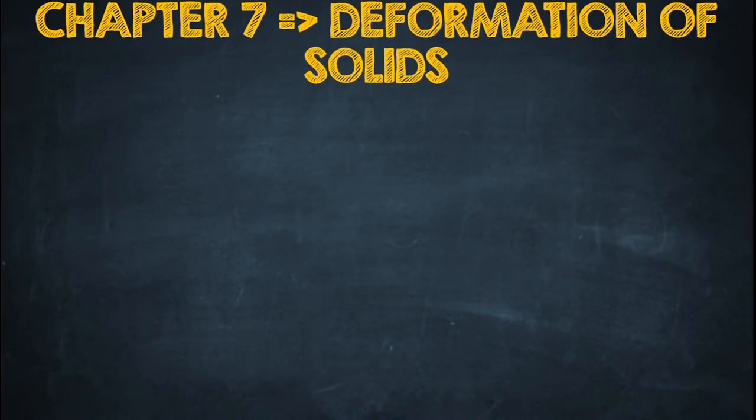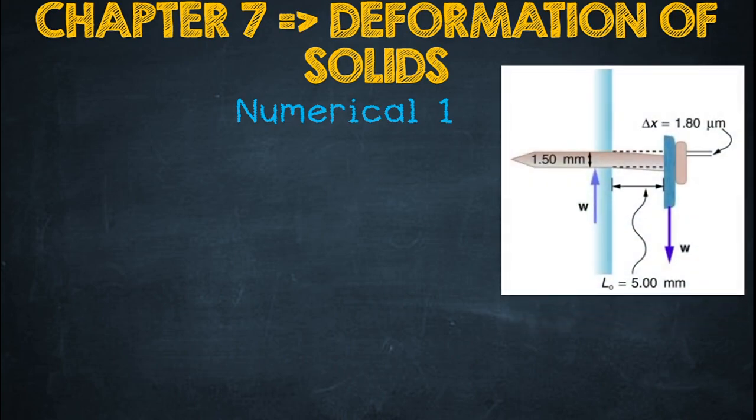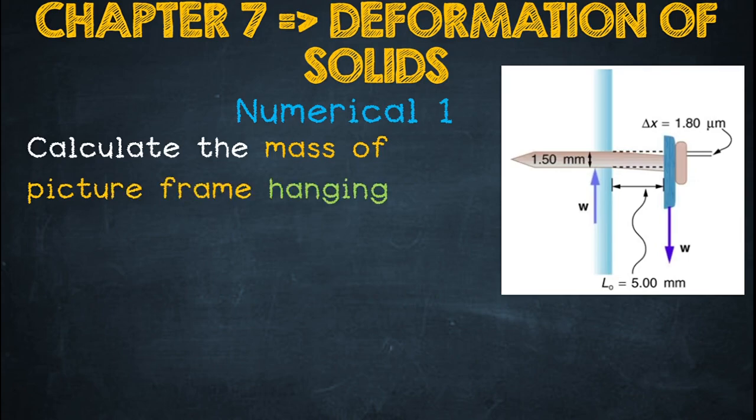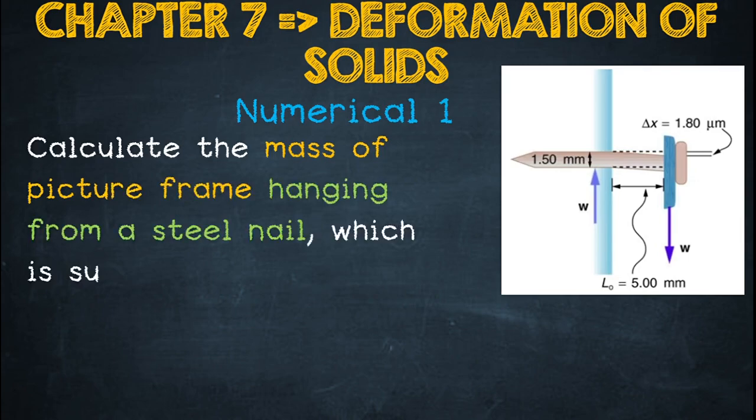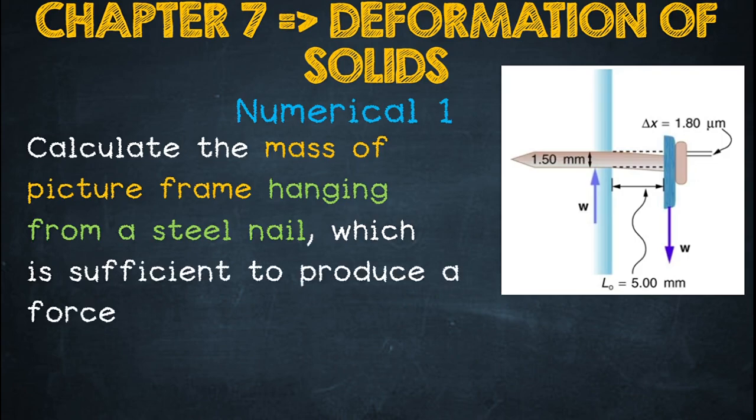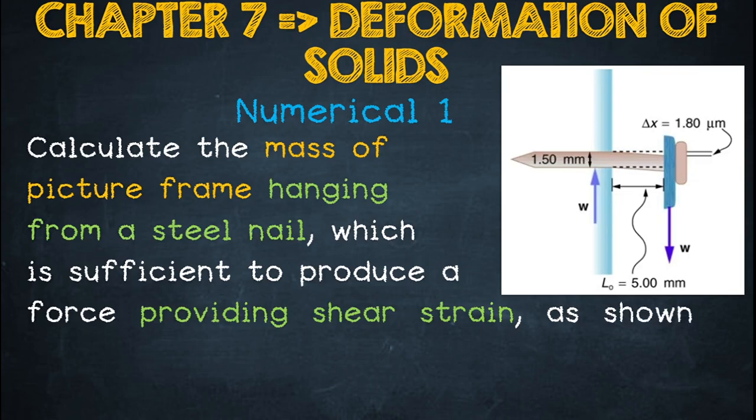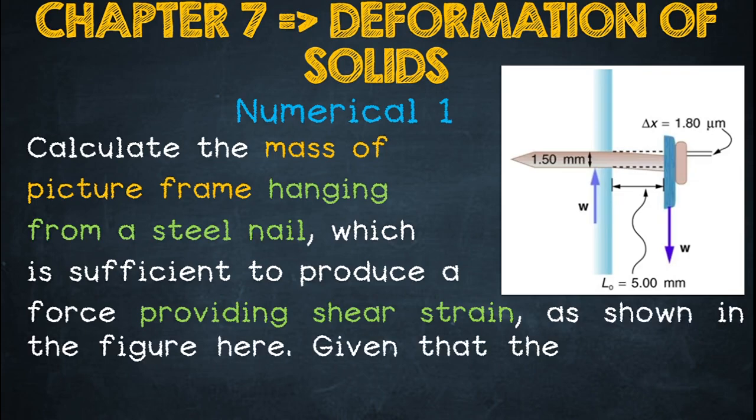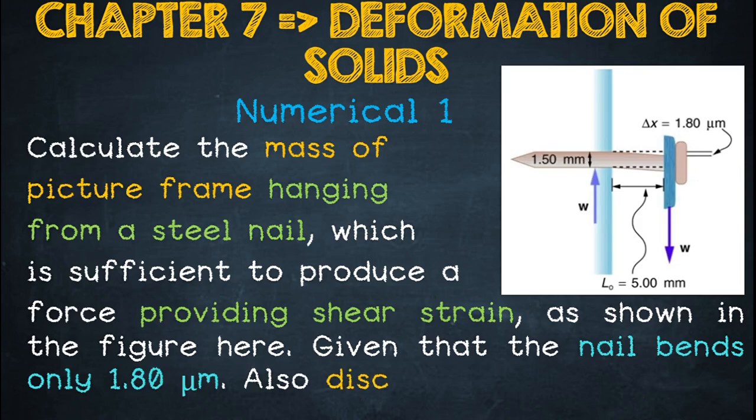Now numerical number 1. The statement of numerical number 1 is: calculate the mass of a picture frame hanging from a steel nail, which is sufficient to produce a force providing shear strain as shown in the figure. Given that the nail bends only 1.80 micrometer, also discuss the results. Okay, we are given a picture frame which is hanging with the nail. It is represented by the blue arrow, and the weight of this picture frame is unknown.